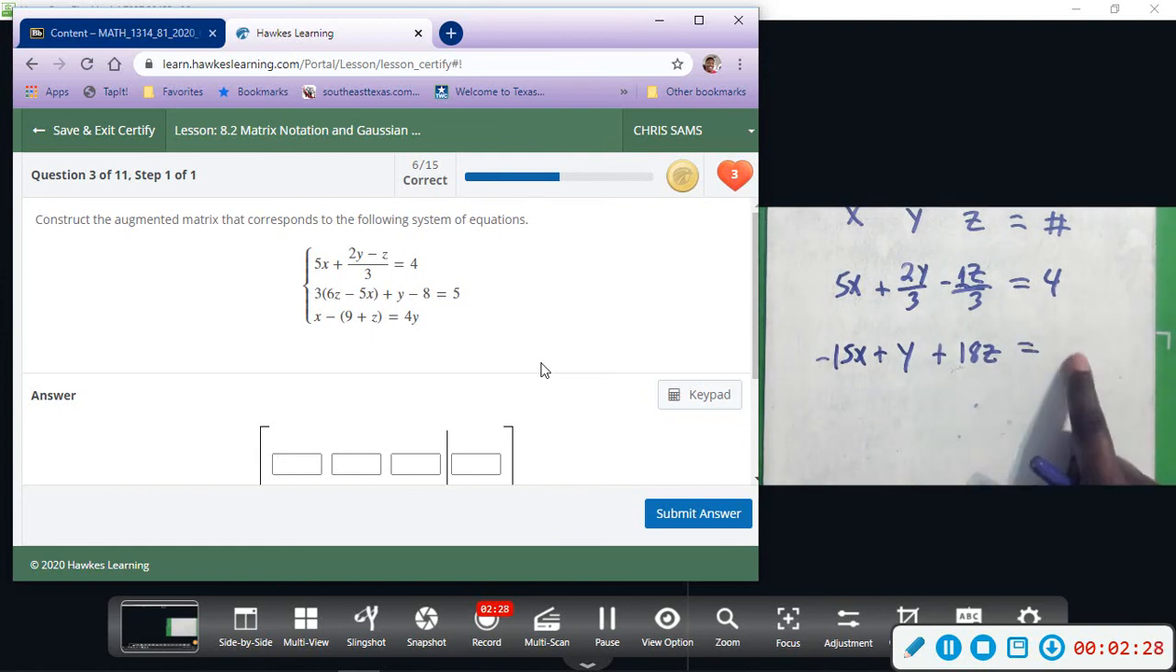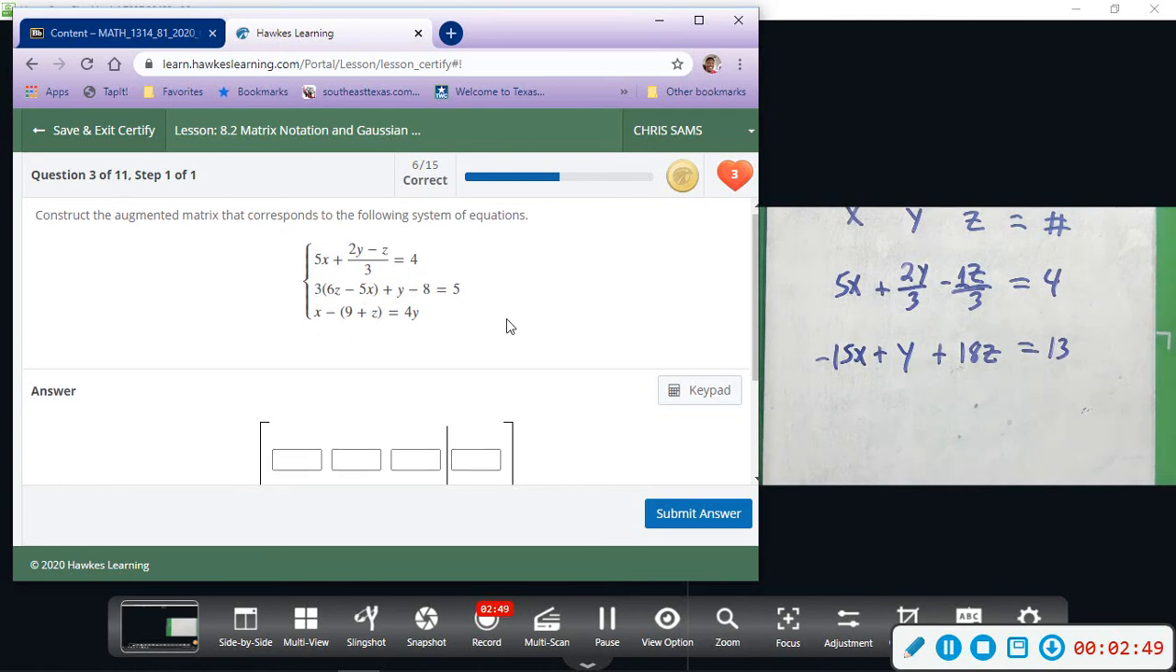So we got x, y, z in that order, and then equals. Right now we have a 5 over here, but we also have a minus 8 on this side. So we're going to have to add 8 to move it over. So 5 plus 8 will give us 13. Okay, so this is what we want: x, y, z, and number. And then we got one more row, the bottom.